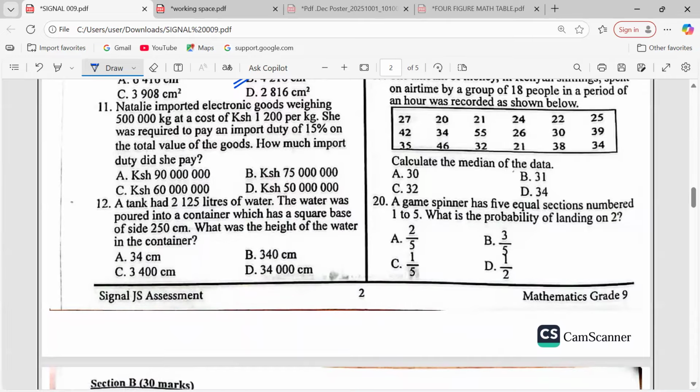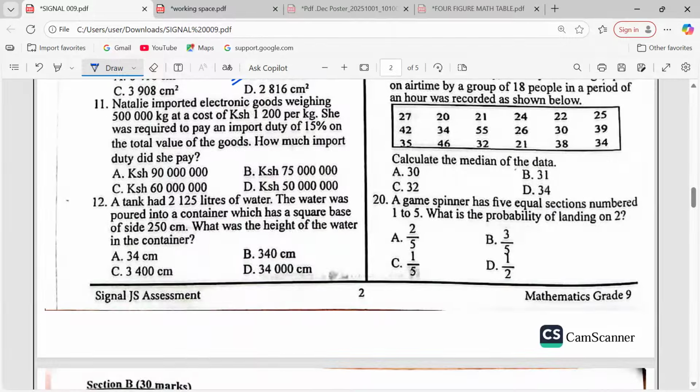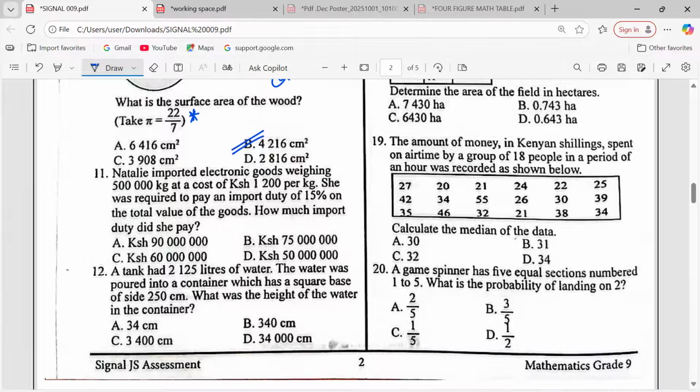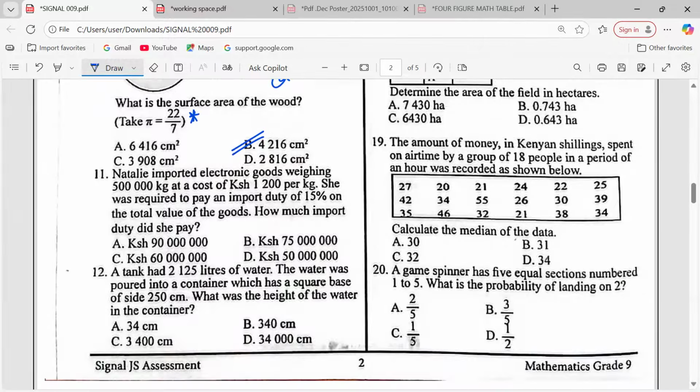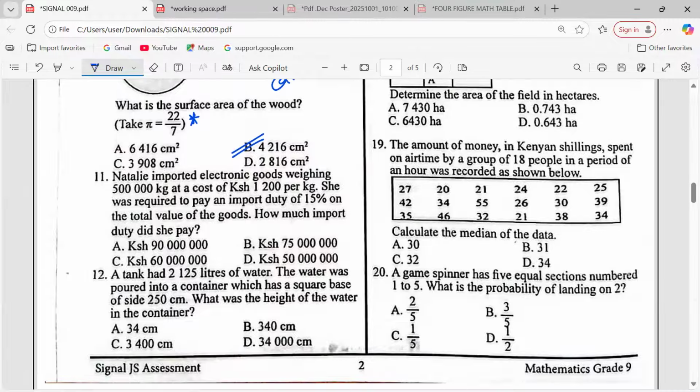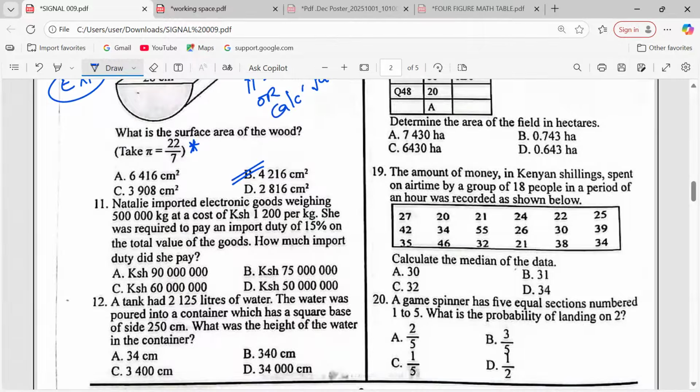Now, Natalie imported electronic goods weighing 500,000 kilograms at a cost of 1200 Kenya shillings per kilogram. She was required to pay an import duty of 15% on the total value of the goods. How much import duty did she pay? Now, she's supposed to pay an import duty when clearing the goods at the port, and that is 15% of the value of the goods. So what is the value of these goods?